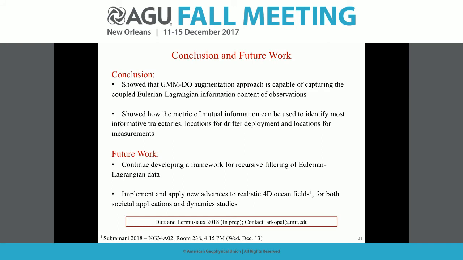So essentially, we have shown that the Gaussian mixture model dynamically orthogonal augmentation approach is capable of capturing and also carrying out this coupled Eulerian Lagrangian information assimilation, and how we can actually use the metric of mutual information to find out where are good locations to deploy drifters from as well as assimilate observations. And yeah, that's it. Thank you.